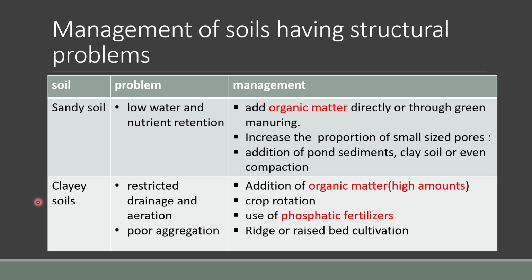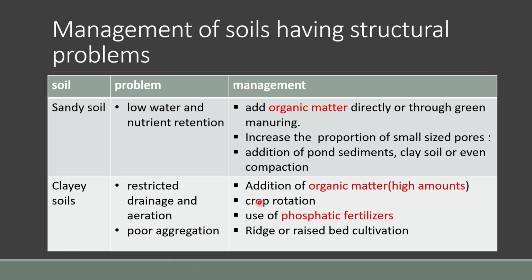Okay. The next is clay soil. So what is the problem in clay soil? It has restricted drainage and aeration. It is opposite to the sandy soil. It can retain the water. It will hold the water, but it will not allow free movement. So drainage and aeration will be restricted. And it may also have poor aggregation.